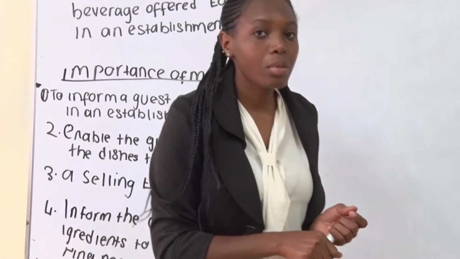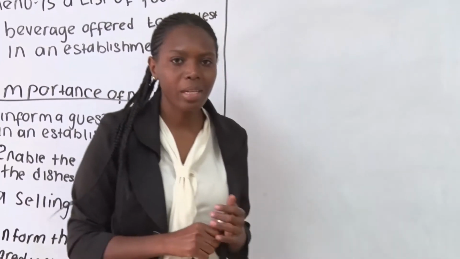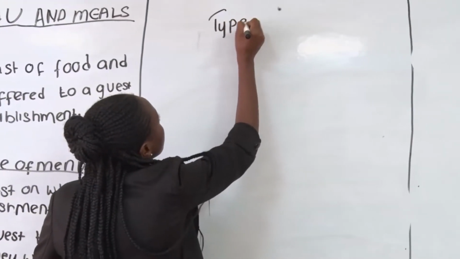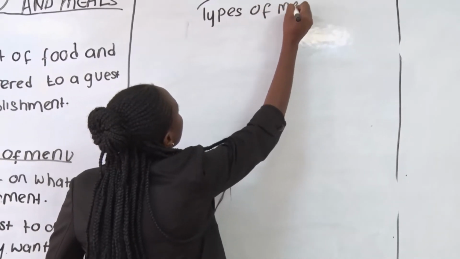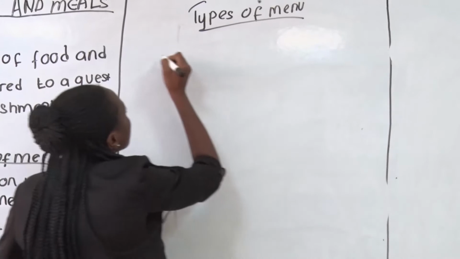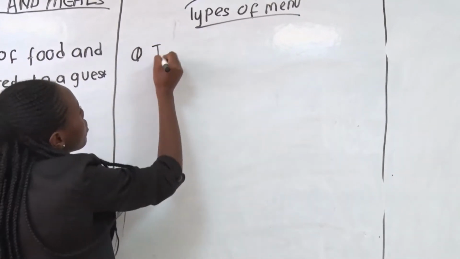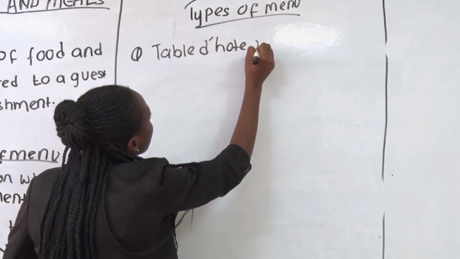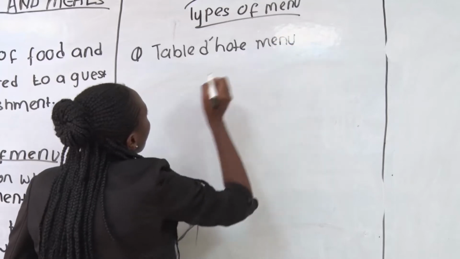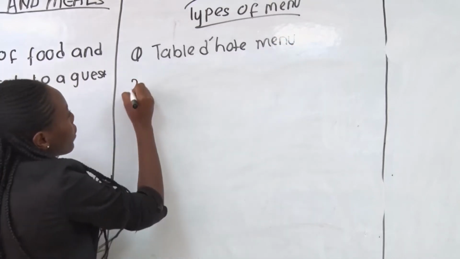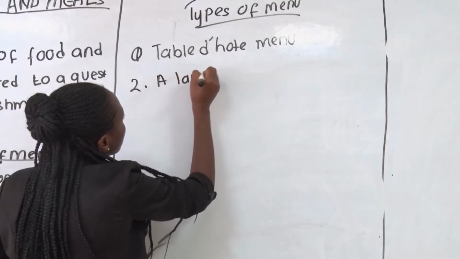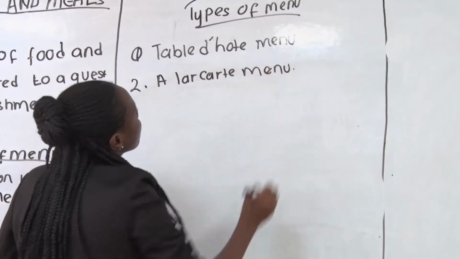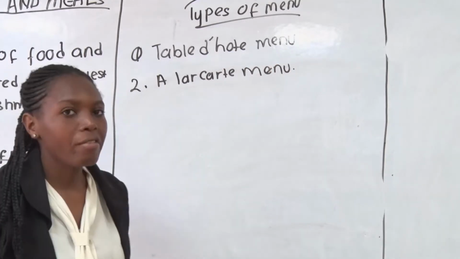Then we will look at types of menus. We have two major types of menu. One, we have table d'hote menu. Second, we have a la carte menu. These are the major ones, but we have others.